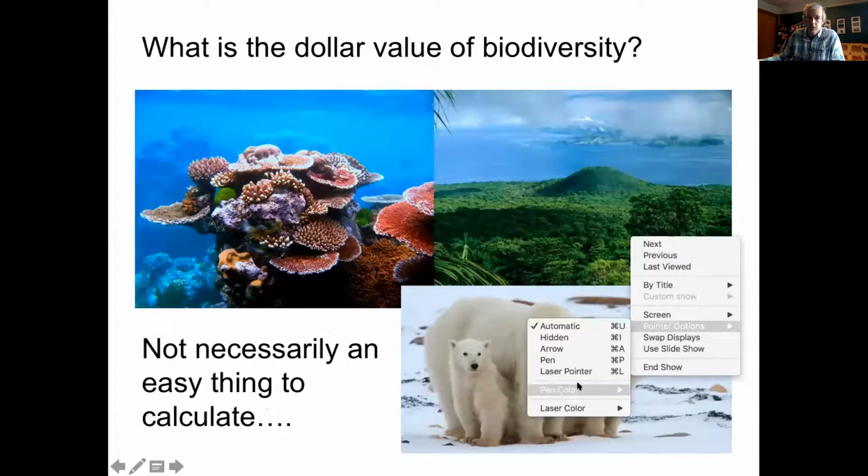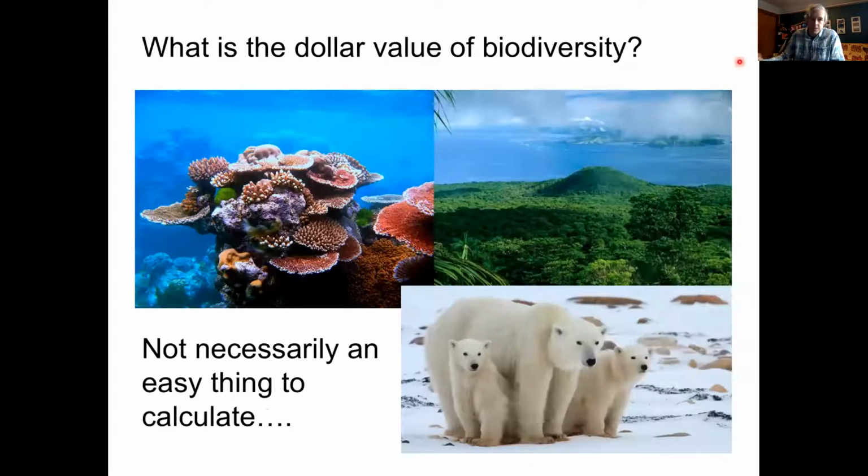So we're going to start off by asking, what is the dollar value of biodiversity? We know that biodiversity is important. We know it's important because we've talked about it in terms of drug discovery, ecosystem functioning, the moral obligation and the intrinsic value of diversity. But can we place a dollar value on it?